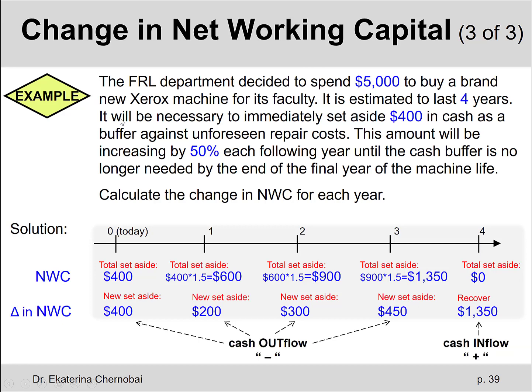Another variation of this problem would be, let's say we immediately set aside $400 in cash, period. No mention of how this would change. How would the timeline change? Well, if we set aside $400 right away, then it stays at $400, total $400 every year. So for the net working capital, we would have $400 in year 0, again $400 as of end of year 1, because there is no change, $400 again in year 2, another $400 in year 3, and as always, 0 in year 4. As for the changes in the net working capital, the immediate change is still $400, but then we would have $0, $0, $0, and in the final year, we would recover $400, right? That was set aside a long time ago.